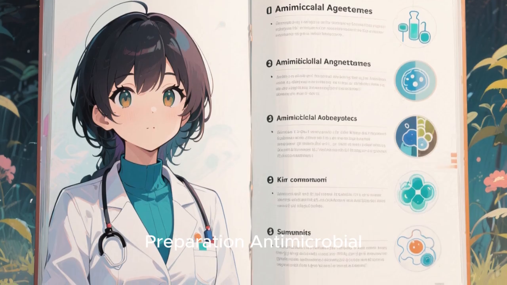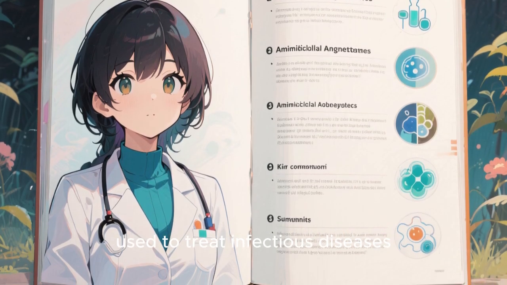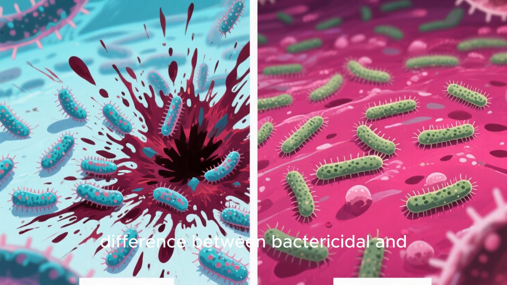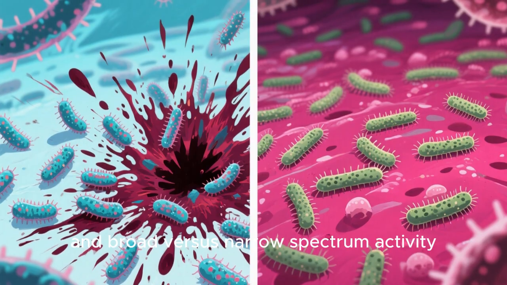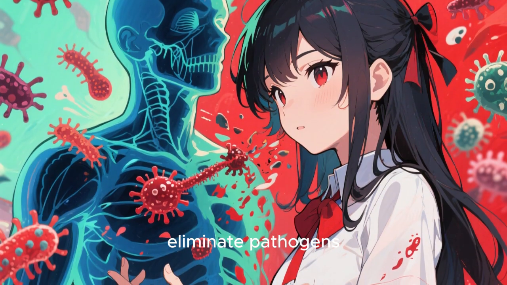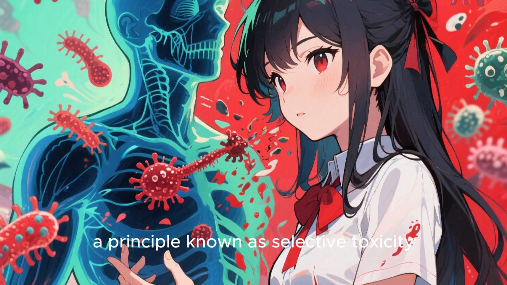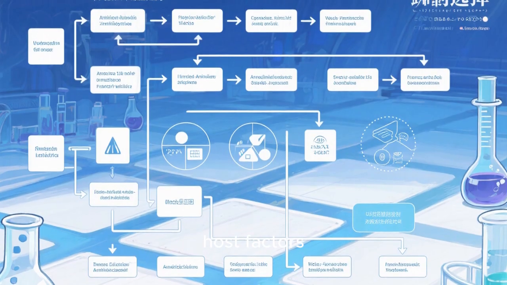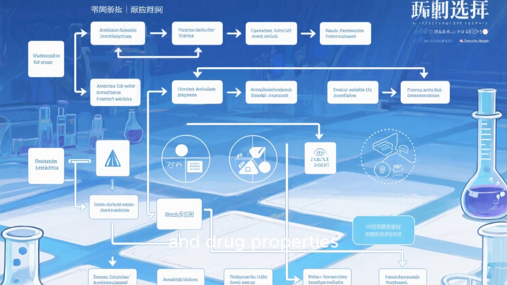Summary for exam preparation. Antimicrobial agents are a cornerstone of modern medicine, used to treat infectious diseases. Key concepts include the difference between bactericidal and bacteriostatic action, and broad versus narrow spectrum activity. The primary goal of therapy is to eliminate pathogens with minimal harm to the host, a principle known as selective toxicity. Selection of an agent depends on the pathogen, host factors, like age and organ function, and drug properties.